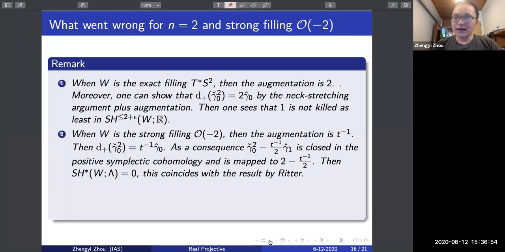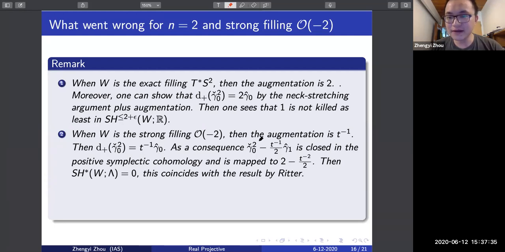Okay. And on the other hand, in the n equal to 2 case, we have another filling, which is the total space of the degree minus 2 bundle. And in this case, we still have that the augmentation is non-trivial. The augmentation here is essentially 1 coming from the fiber disk of this strong filling. And I use t minus 1 to keep track of the intersection with the central divisor. I use it as the Novikov coefficient. And you can also compute that d plus of gamma 0 check square is again t inverse. So actually the k is also equal to the augmentation.